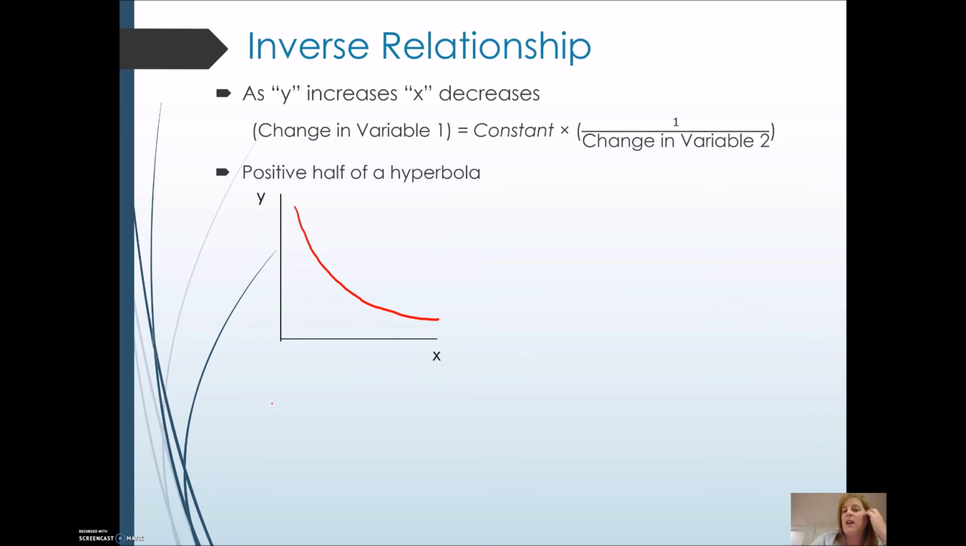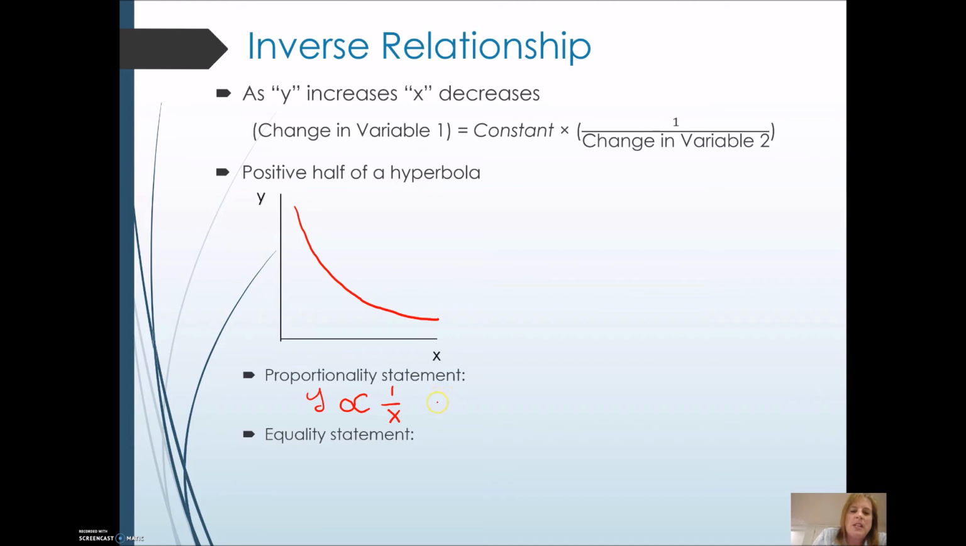It's a positive half of a hyperbola. So this is an inverse relationship. It is not a straight slanted line. It is a curvy line. And what this means is that as our y variable is changing, whatever we have plotted on the x value is changing by 1 over that value. And so our proportionality statement would be y is proportional to 1 over x.